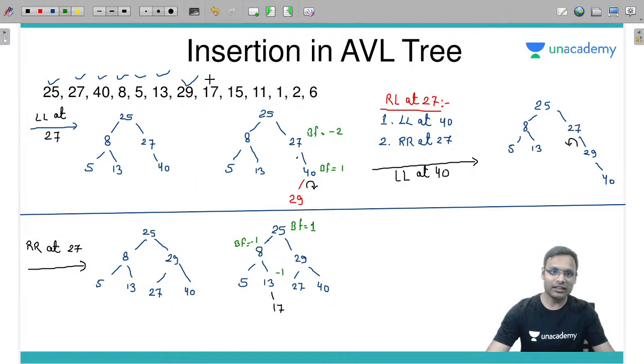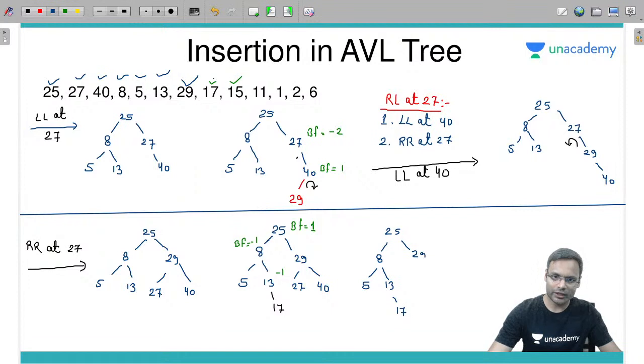Next key after 17 is 15. Let's insert 15. Where should I insert 15? So 25, in the left 8, in the left 5, right 13, right 17. The tree I am just now drawing as it is. After that I will check with you if you know where to insert the next key. 15 should be inserted, smaller, greater and smaller, here in the left of 17.